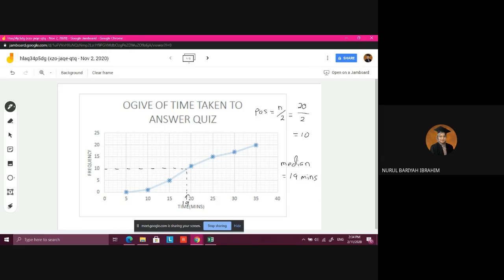Okay, so your OGIF kena betul-betul accurate. Okay, you kena tahu how to use the OGIF. Kalau OGIF you salah, so your median pun will be different. Okay.